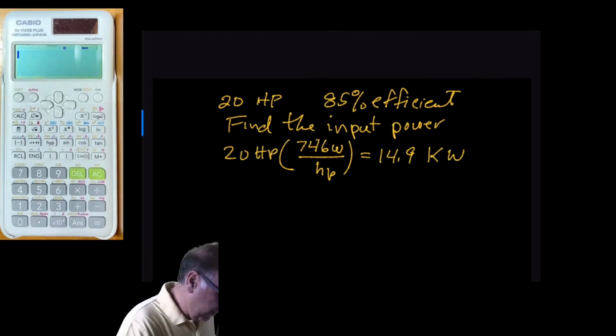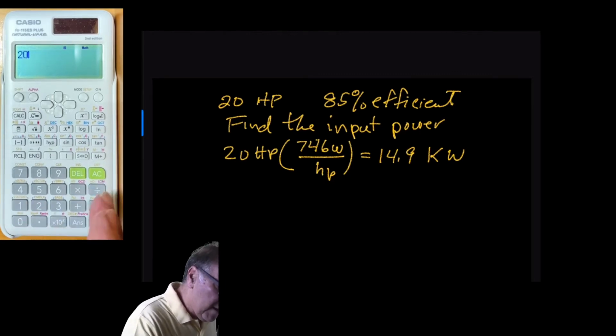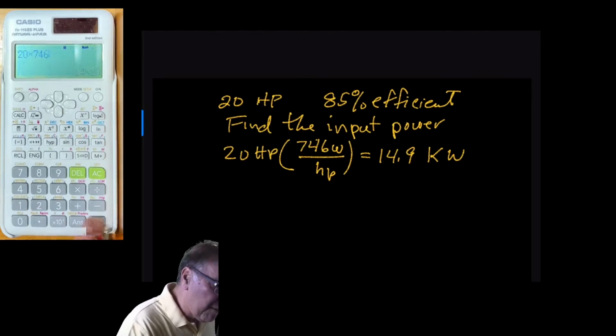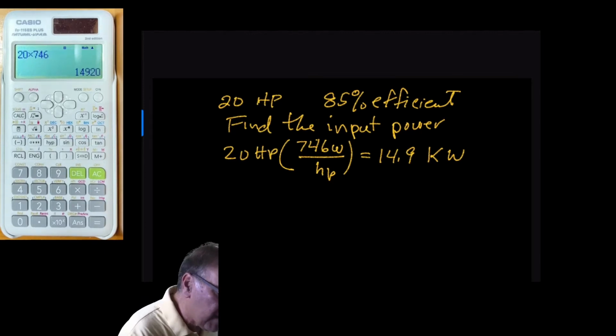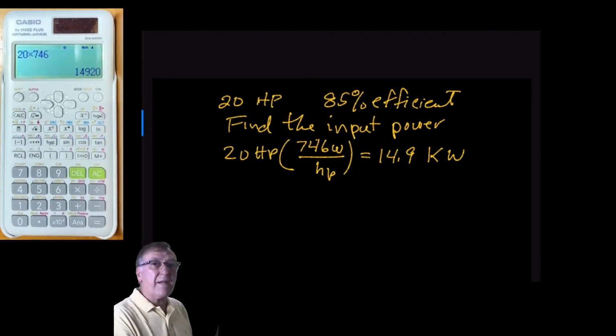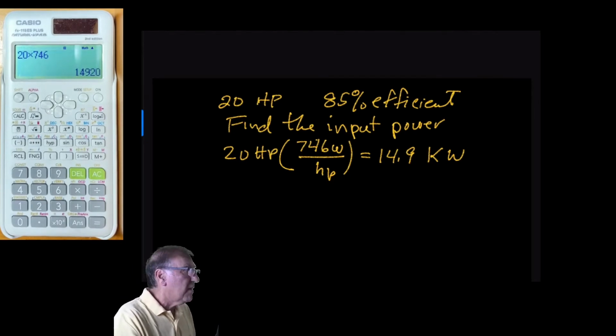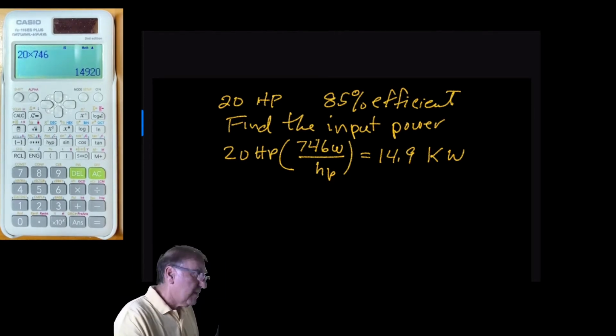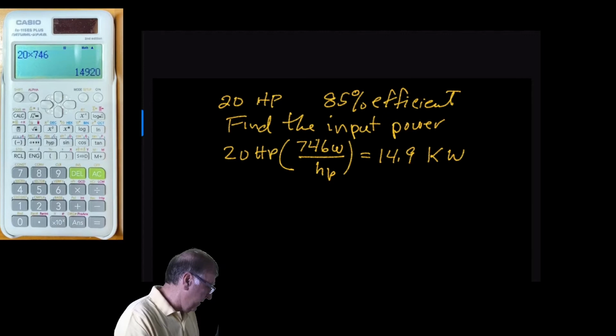And we can use our calculator to find that. If we multiply 20 times 746, and there you go, 14,920 watts, which is 14.9 kilowatts. Okay, so we got the power.